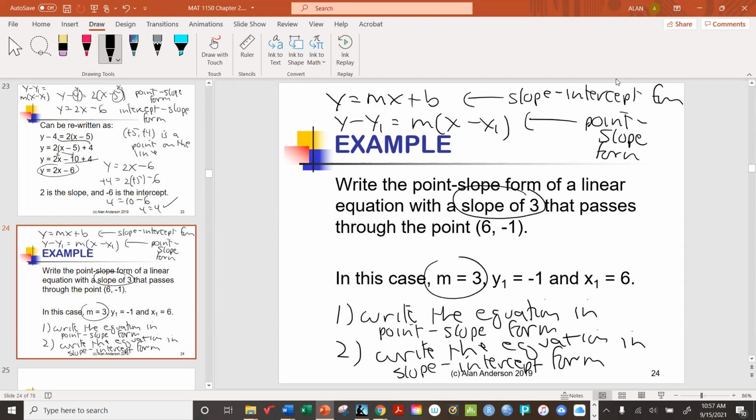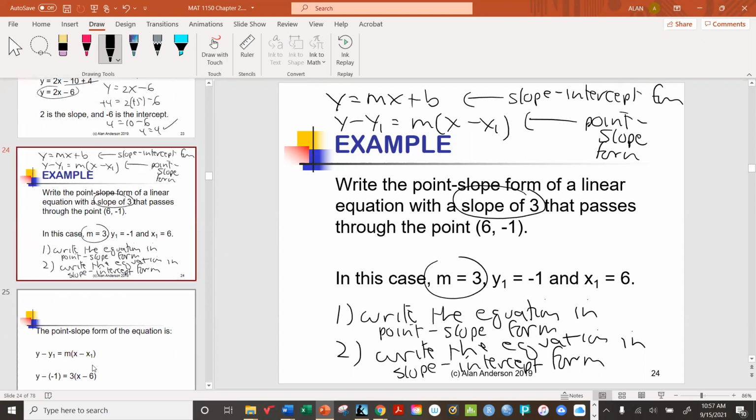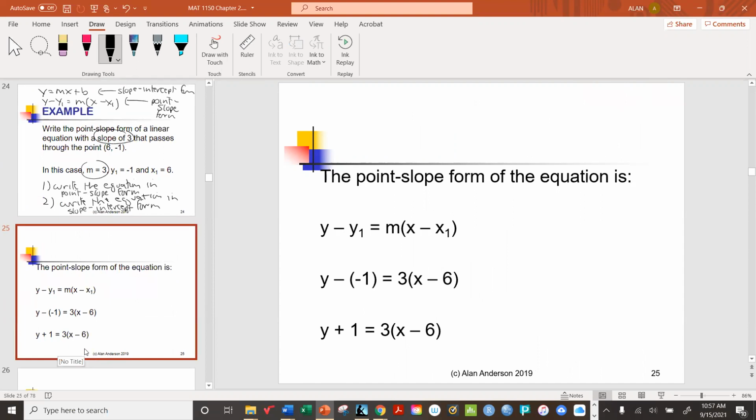All right. So let's see how you did. So point slope form. Remember, m is 3, and the point you were given is x equals 6, y equals -1. And so that means you have y plus 1 equals 3 times x minus 6. Now, that is the correct point slope form. How do we turn it into the slope intercept form? That's where the algebra comes in.